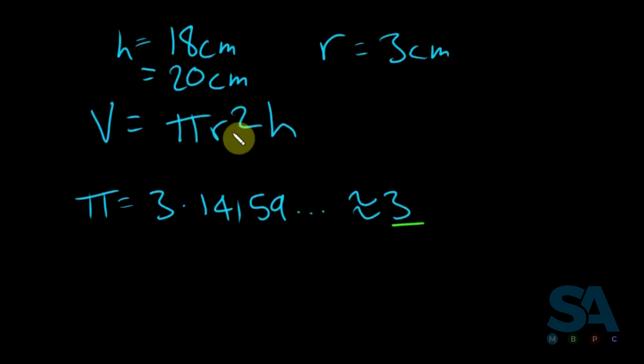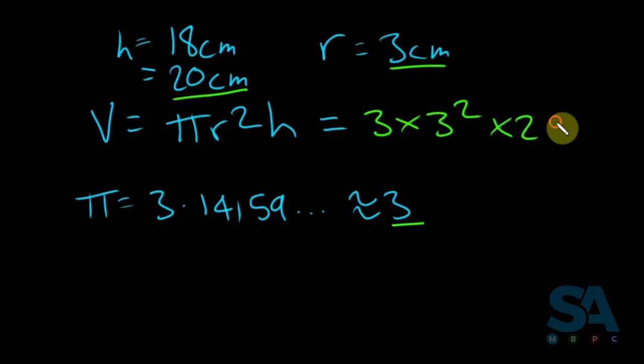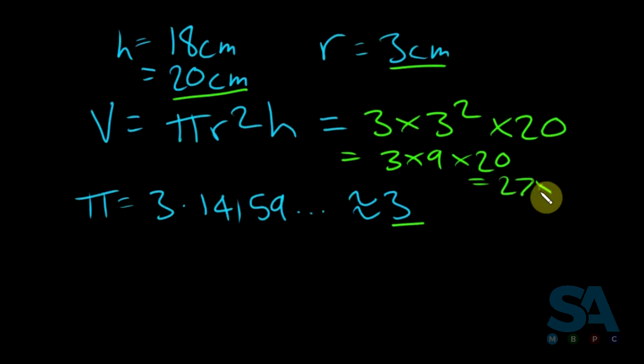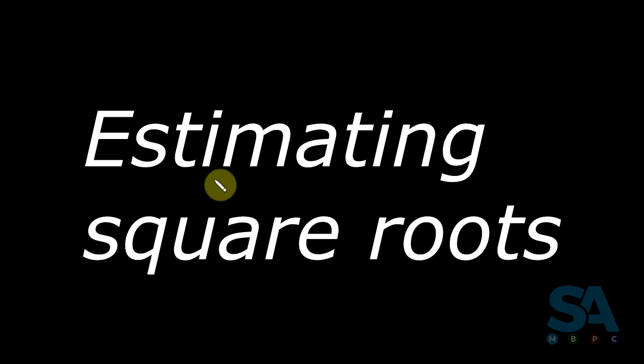So using these approximate values here, along with the r, the volume would be approximately 3 times 3 squared times by 20. This gives us 3 times 9 times 20, which gives us 27 times 20, which is 540. This is the estimated value for the volume of this cylinder. Now let's look at estimating square roots.